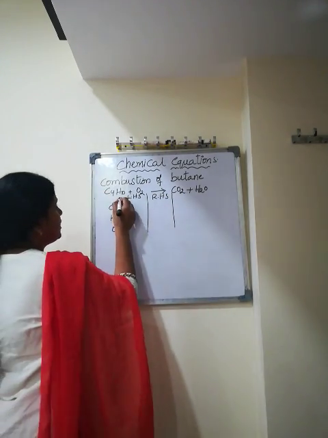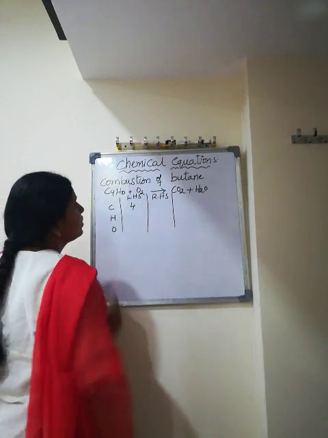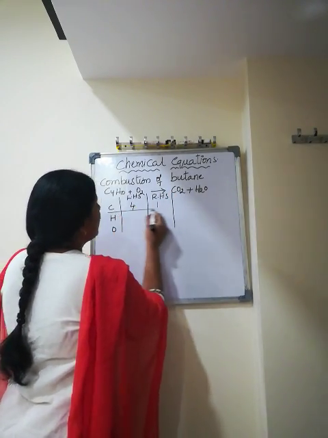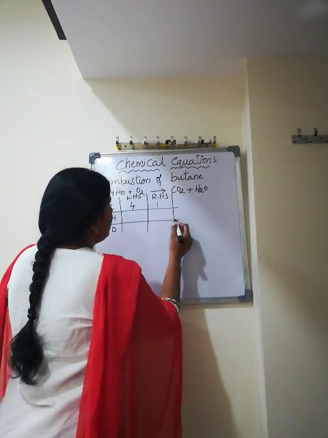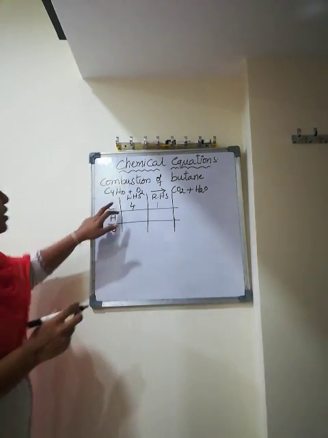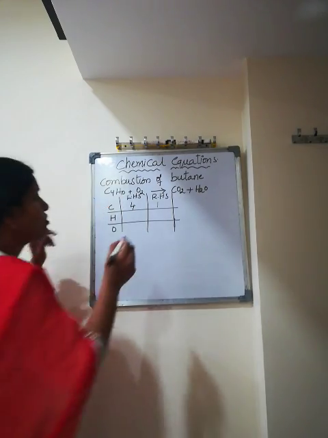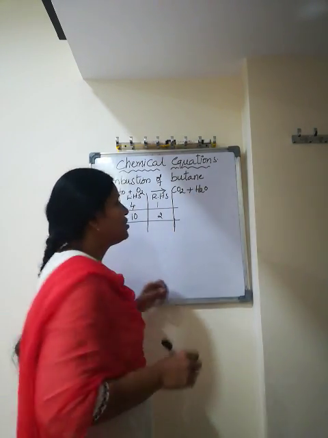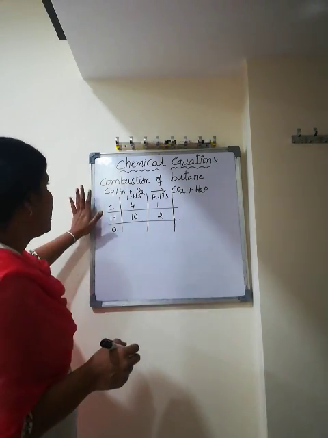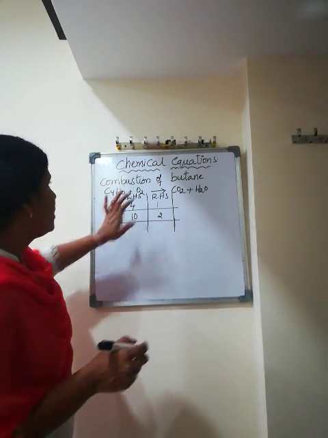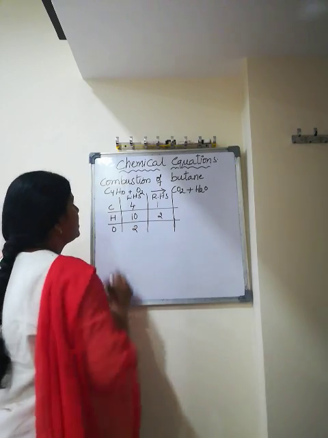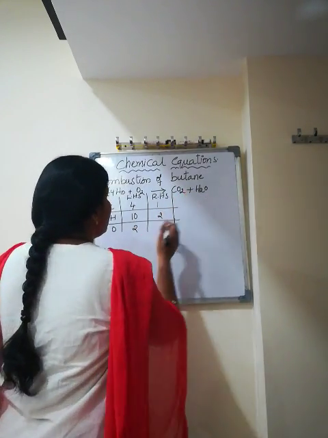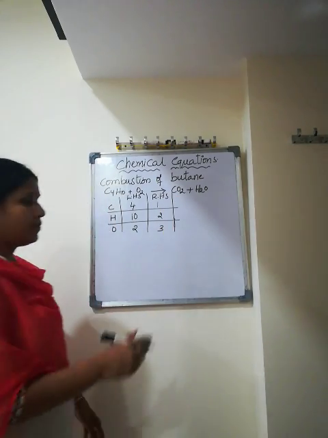Carbon atoms on the left-hand side are 4, and carbon atoms on the right-hand side, that is the product side, are 1. And the next one, hydrogen atoms. On the reactant side 10 hydrogens are there, and on the product side 2 hydrogens are there. And the last one is oxygen atoms. On the reactant side 2 oxygen atoms are there. Coming to the product side, 2 plus 1, 3 oxygens are there.